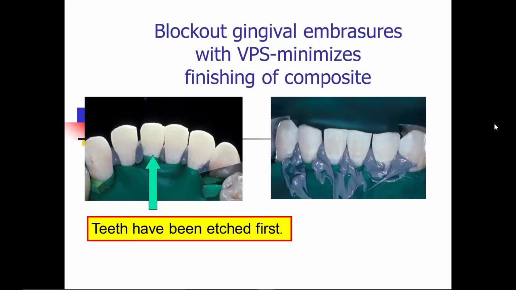Now for this case, I've done my tooth preparations on the facial, I've cleaned the teeth, but I'm etching the teeth first before I do the block out. I'm etching, I'm rinsing and drying, and the teeth are dried, and you can see I've syringed impression material in between all of the gingival areas. This is so I'll minimize the composite when I'm placing the fiber splint.